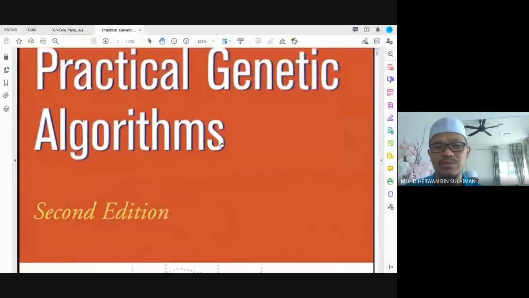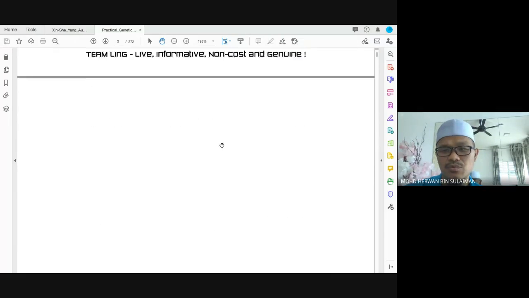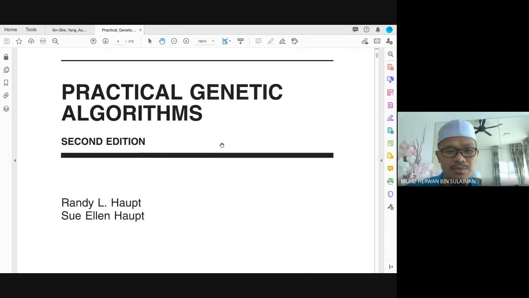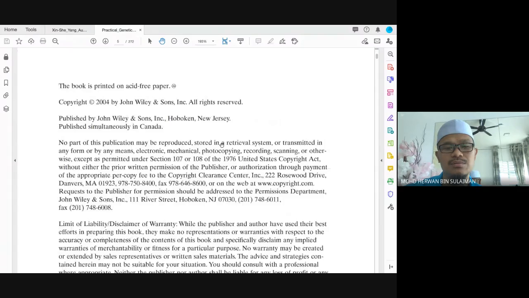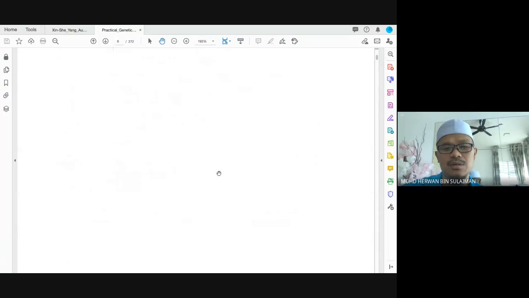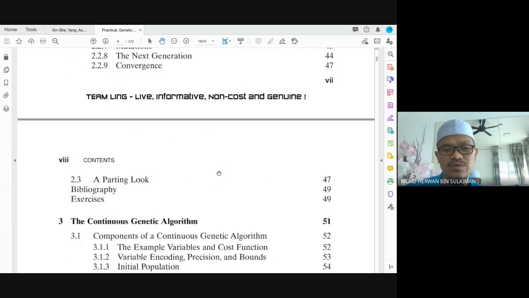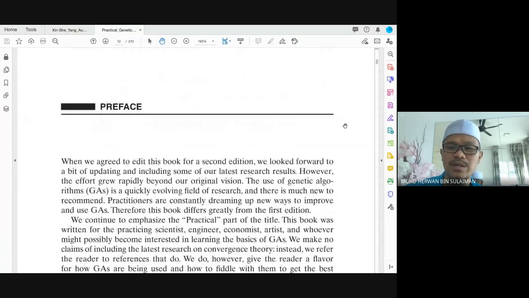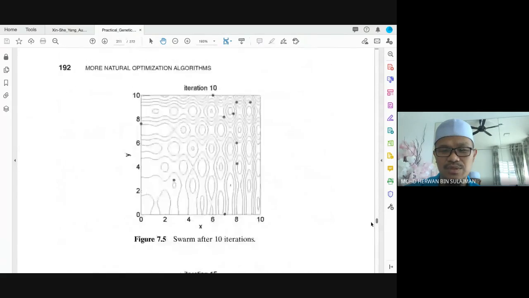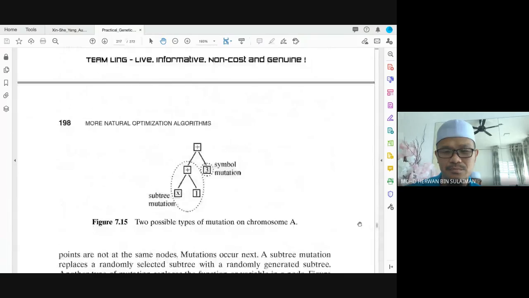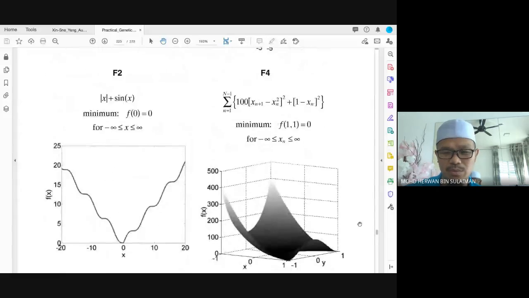Practical Genetic Algorithm. I can share it with you all. This one is an ebook. During my PhD time, I borrowed it from the Unimap library, the first edition. This one is the second edition. It's a good book because it discusses the genetic algorithm and its applications in detail. The beauty of it is that it shares the program in MATLAB.